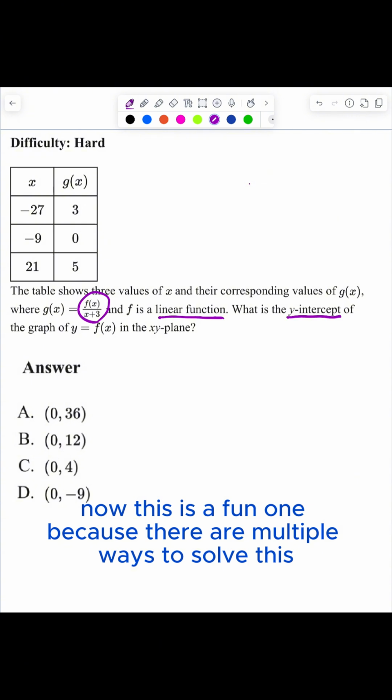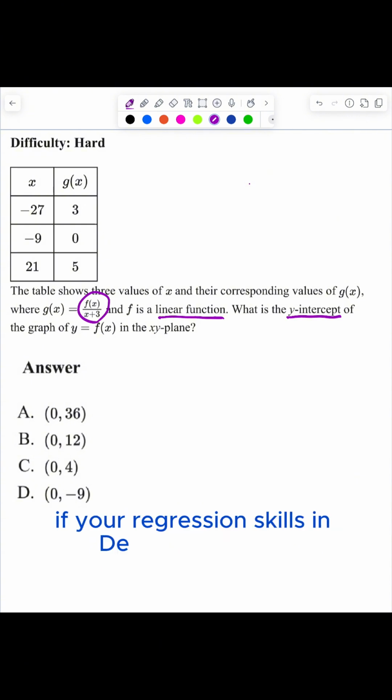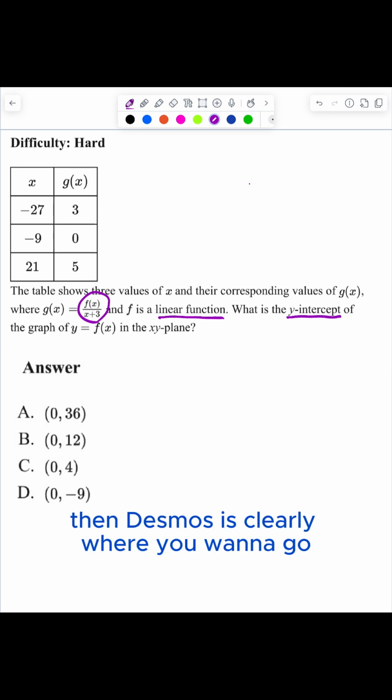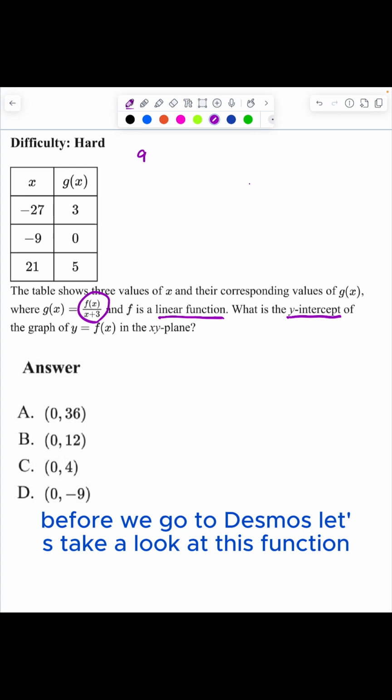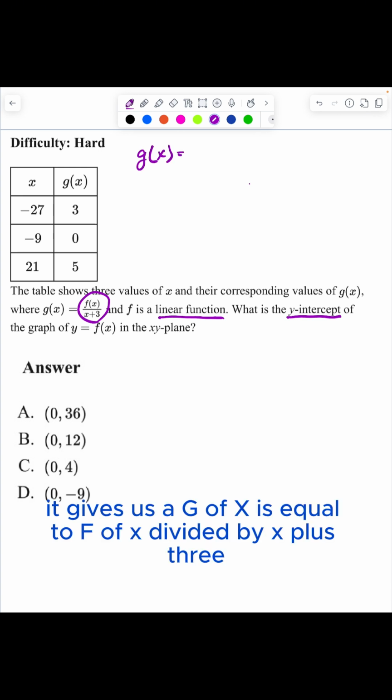Now, this is a fun one because there are multiple ways to solve this. If your regression skills in Desmos are good, then Desmos is clearly where you want to go. So let's take a look at that first. But before we go to Desmos, let's take a look at this function. It gives us g of x is equal to f of x divided by x plus 3.